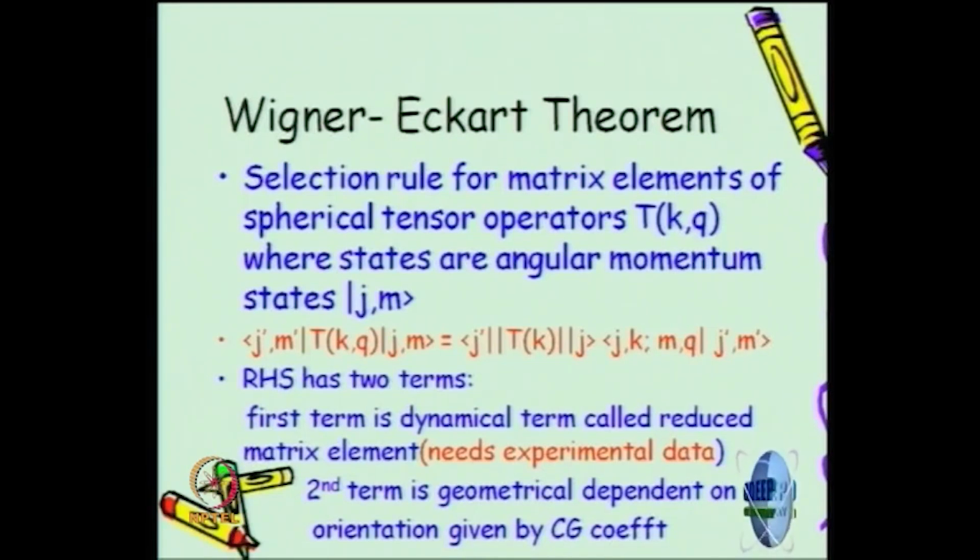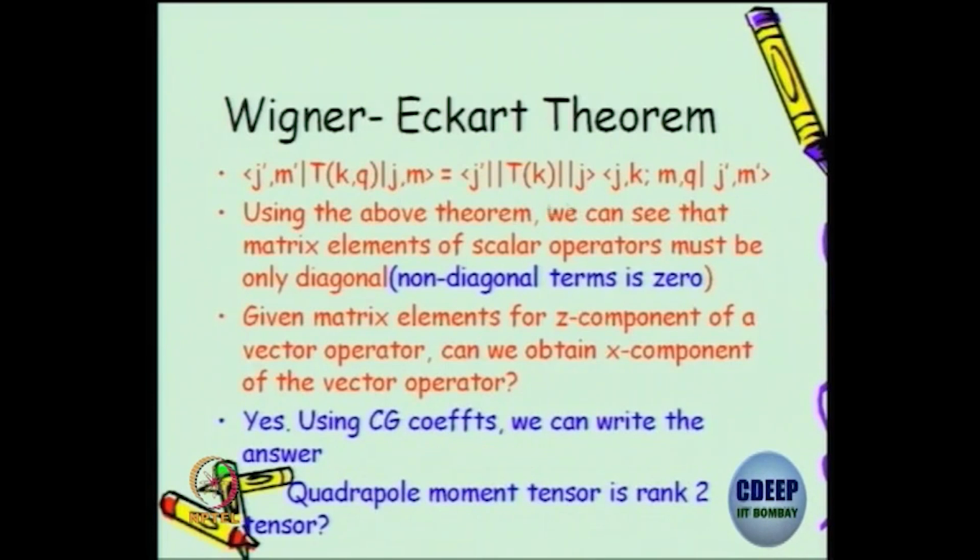Okay. So let me give you some examples. Using the above theorem, we can see that the matrix element of a scalar operator must only be diagonal. This I have already argued for you. Non-diagonal elements are 0. Suppose I give you a matrix element for the z component of the vector operator. I tell you what the answer is. Can you determine the x component of the same vector operator? There you can use this Wigner-Eckart theorem, where the ratios depend only on the ratios of the CG coefficients. So I'll leave it to you.